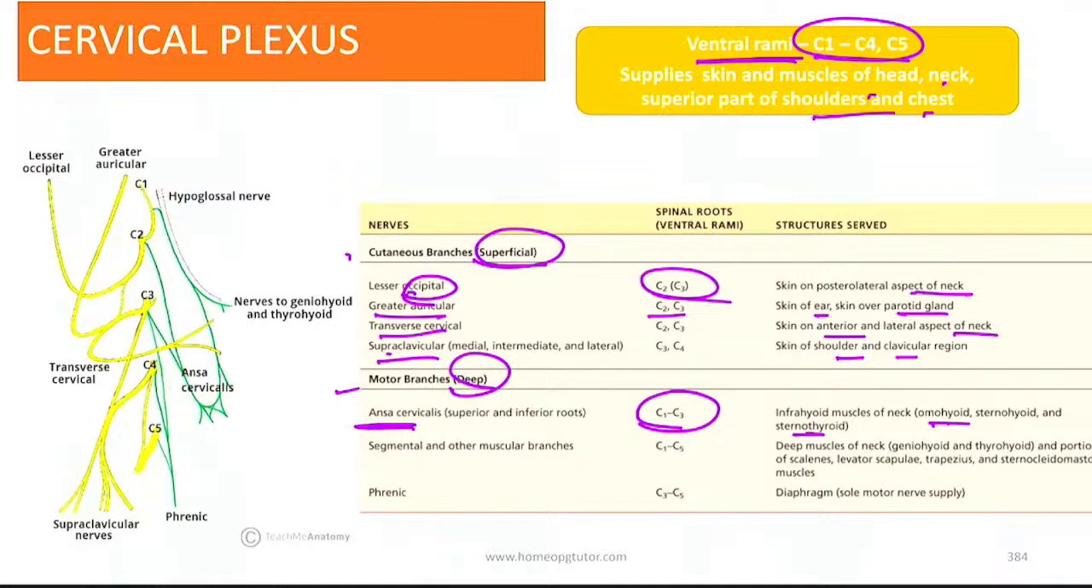Then coming to other branch, other important one is the phrenic nerve. Phrenic nerve is a nerve that originates from the cervical plexus, and the root value is C3, C4, C5. And what does it do? It is a major or the only motor supply of which muscle? The diaphragm. Phrenic nerve is for diaphragm, originates in the cervical plexus. What is the root value? C3, C4, C5. Okay, phrenic nerve and ansa cervicalis are the must know things in cervical plexus. If you remember nothing else, you have to remember this. Okay.